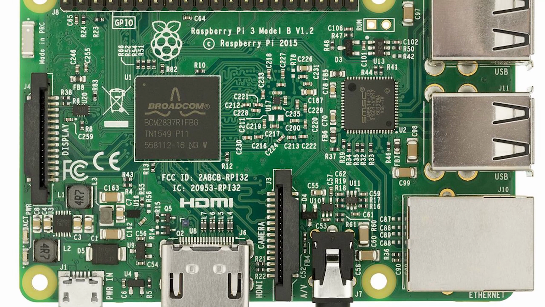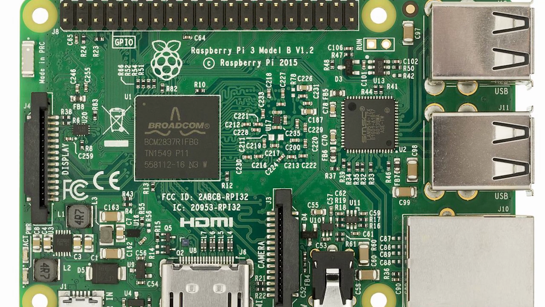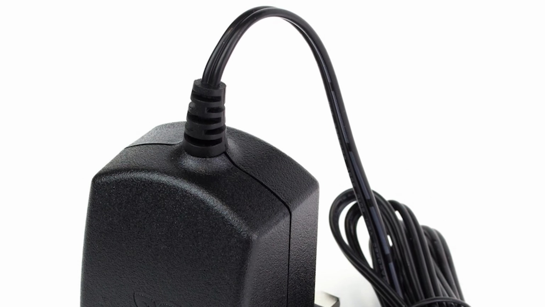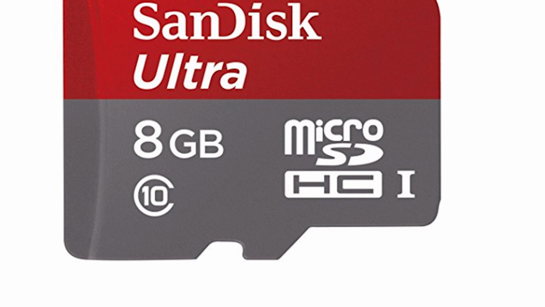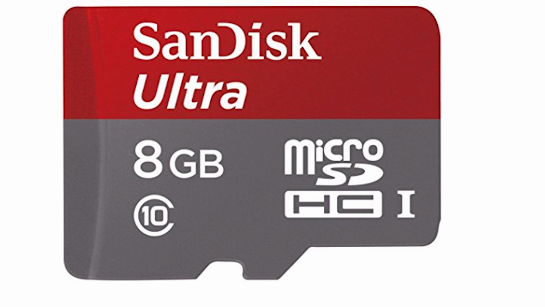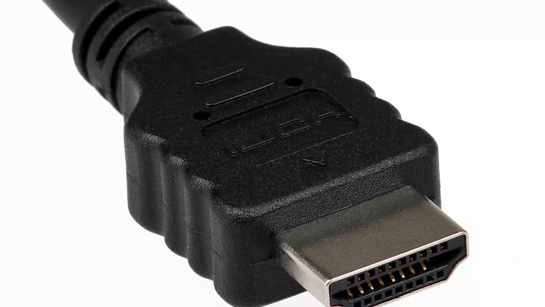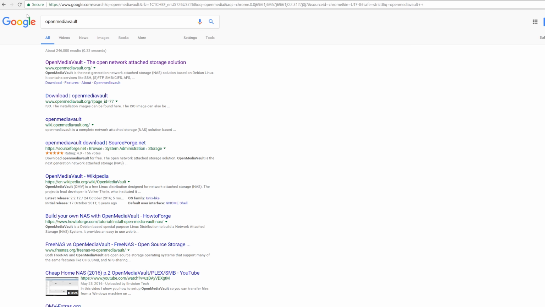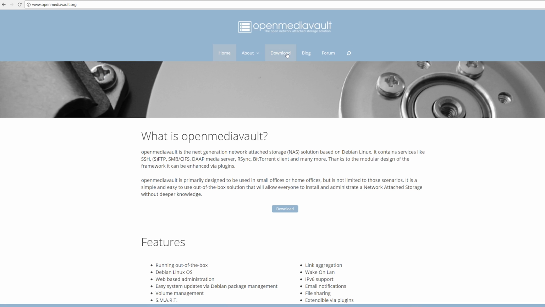Okay, now for actually creating the NAS. So, in order to build our NAS, we need our Raspberry Pi, a power supply, an external hard drive, a micro SD card with at least 8 gigabytes of storage, an HDMI output cable, a keyboard, a mouse, and a display.